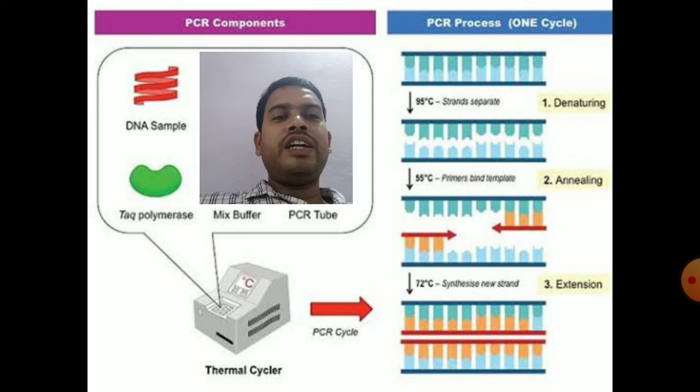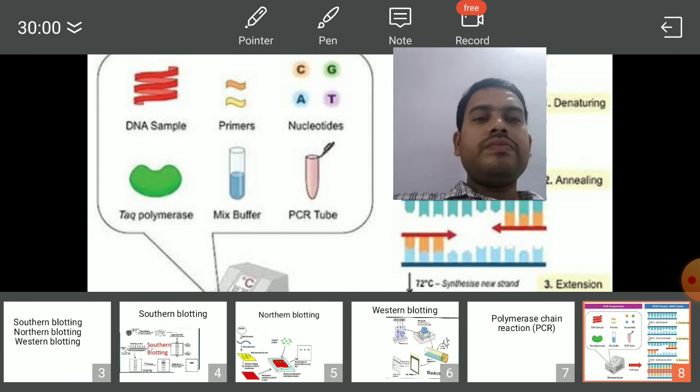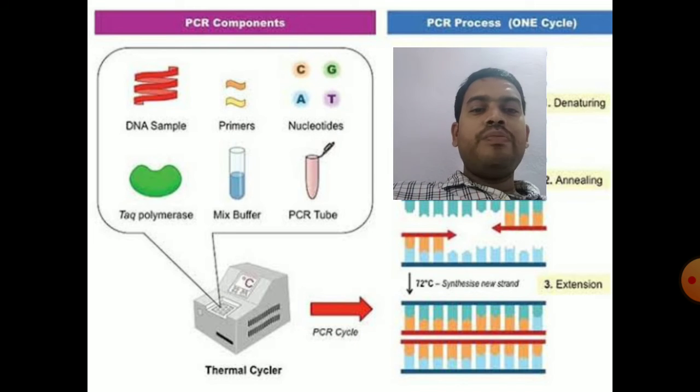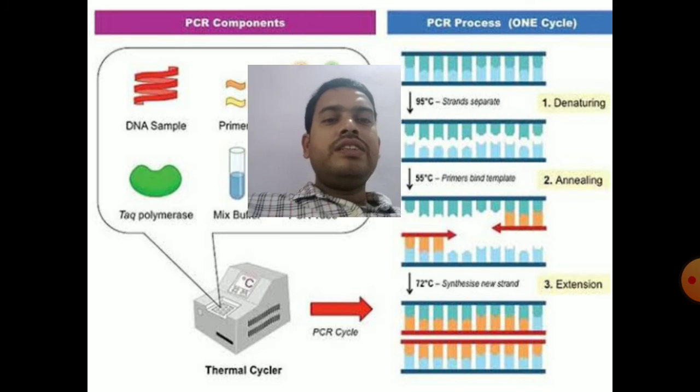All these three different temperatures, 95 degrees centigrade, 55 degrees centigrade and 72 degrees centigrade, which are required for denaturing, annealing and extension, are maintained accurately in the thermal cycler, also called the PCR machine. For the entire process, all the materials required for the PCR are mixed in the PCR tube, and the PCR tube is placed in the thermal cycler and allowed to go through all the three steps.